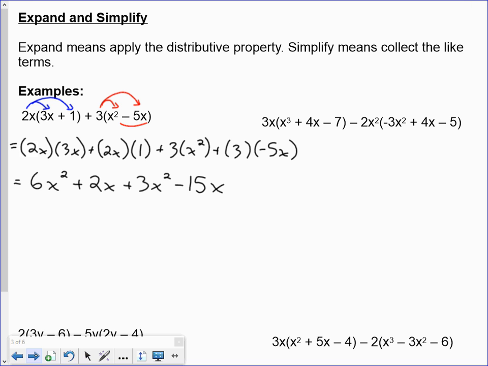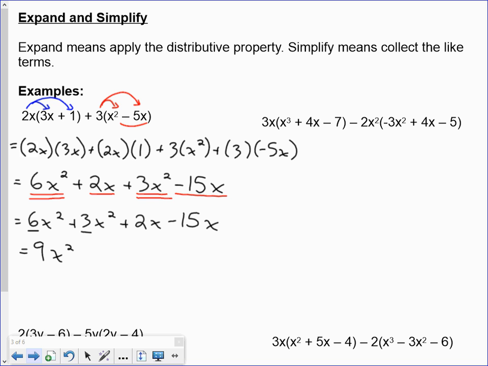Now we look at this and see if we have any like terms. I've got a 6x squared here, a 3x squared here, a 2x, and a negative 15x. So let's combine those like terms together. I'll add in this step where we rewrite them next to each other. Remember that stays as a negative 15x. 6x squared plus 3x squared, I'm going to add my coefficients to get 9x squared. 2x minus 15x, 2 minus 15, negative 13x. Okay. So I've expanded by multiplying the brackets, and then I have simplified.